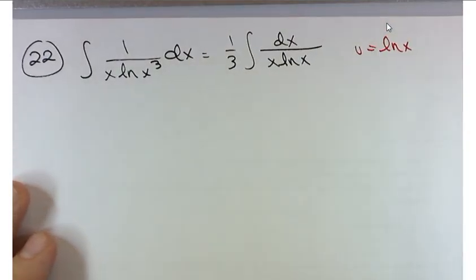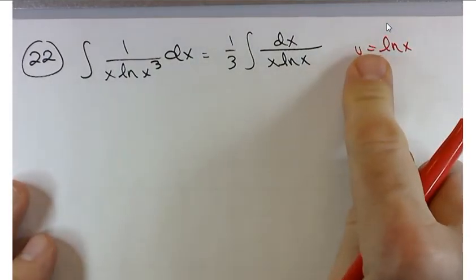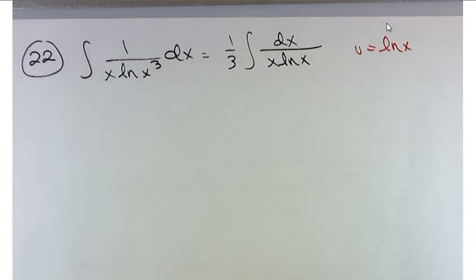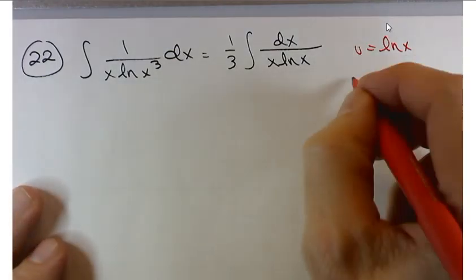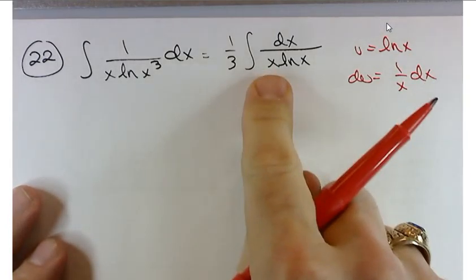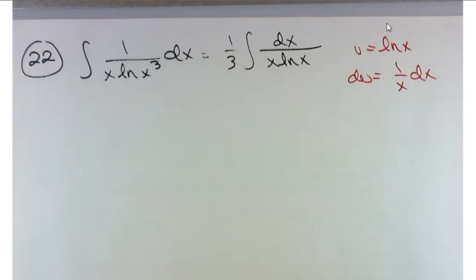What's interesting about this one is that part of your u substitution is going to be in the denominator. Usually that stuff's up in the numerator. But in this case, because of the nature of this substitution, du equals 1 over x dx, part of that term is in the denominator. That's okay.